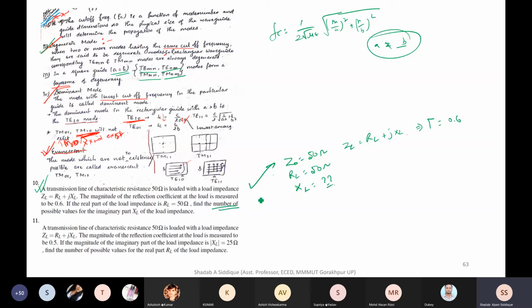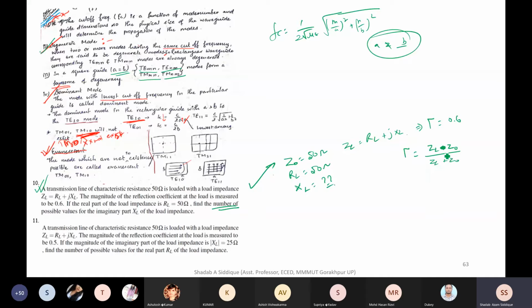How many values are possible? Not the exact value, but the number of different possible values for the imaginary part XL of the load impedance. So if you go through the reflection coefficient, gamma is nothing but ZL minus Z0 divided by ZL plus Z0.